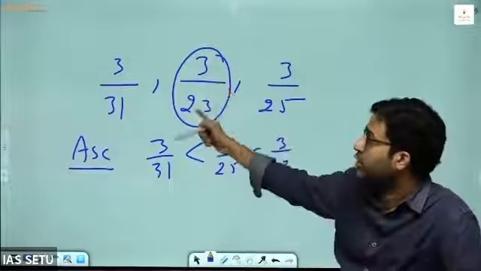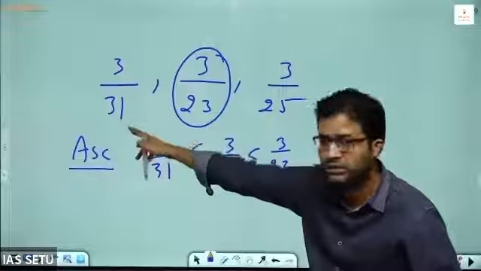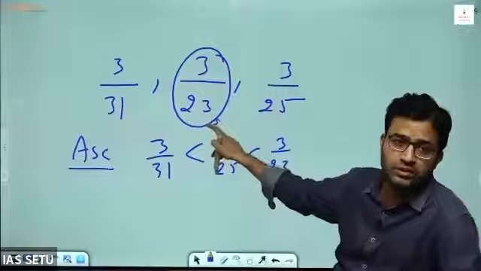See here, numerator constant, as denominator increase, fraction value decrease. You tell your mind 31, but it is denominator, it is the smallest, and this is the largest.